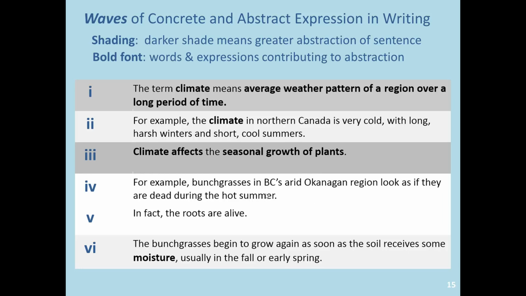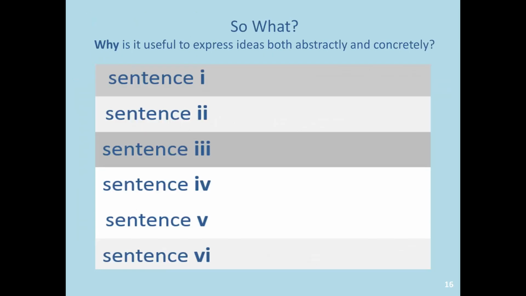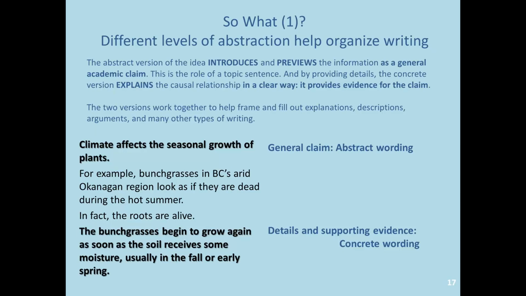And then we move to these grasses that look a certain way, they are dead or they are alive. These are very concrete. And the last one again, relatively concrete. Only the word moisture here is relatively abstract. So what? Why is it useful to express ideas both abstractly and concretely, as we've seen in this paragraph? Well, different levels of abstraction help to organize writing. So the abstract version of the idea, for example, introduces and previews the information as a general academic claim.